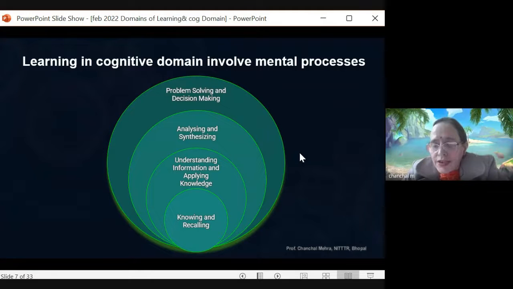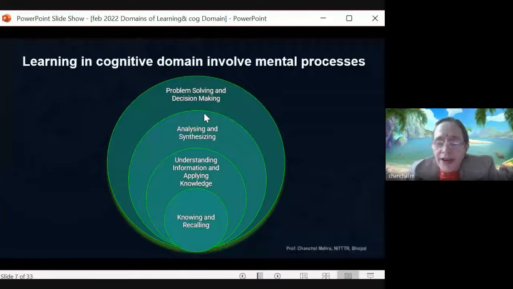So if any of these mental processes are involved predominantly in any of the outcomes in your curriculum, then we can say that this particular outcome falls under the cognitive domain. As I have already told you, there is always an overlap, but still many times we need to categorize.